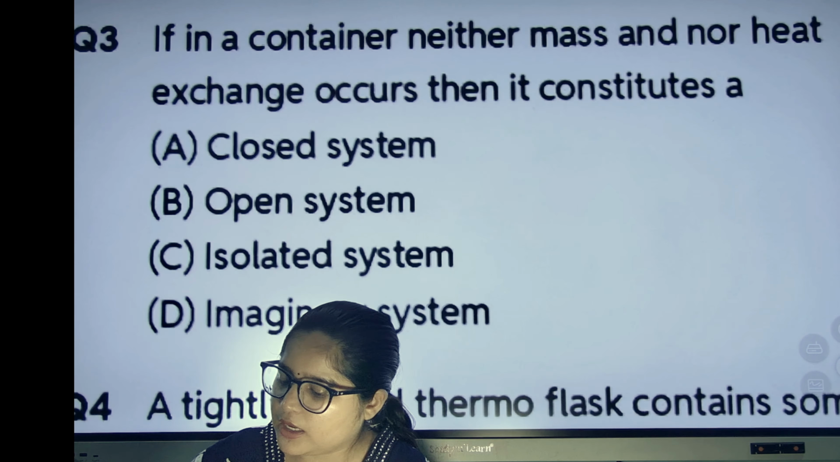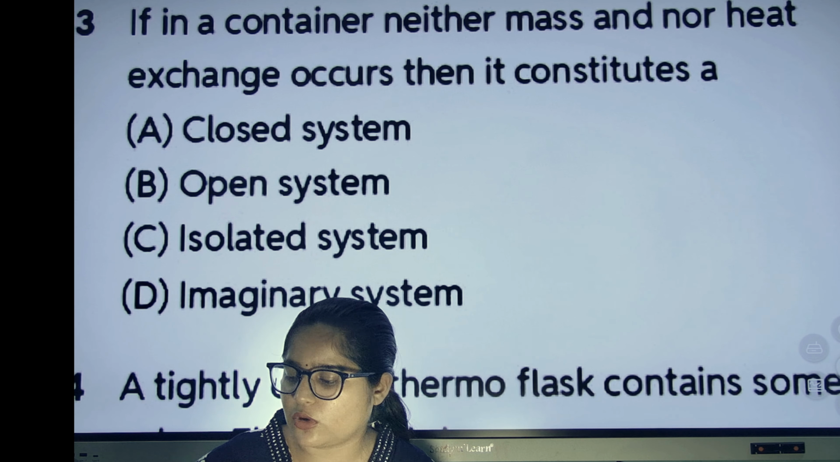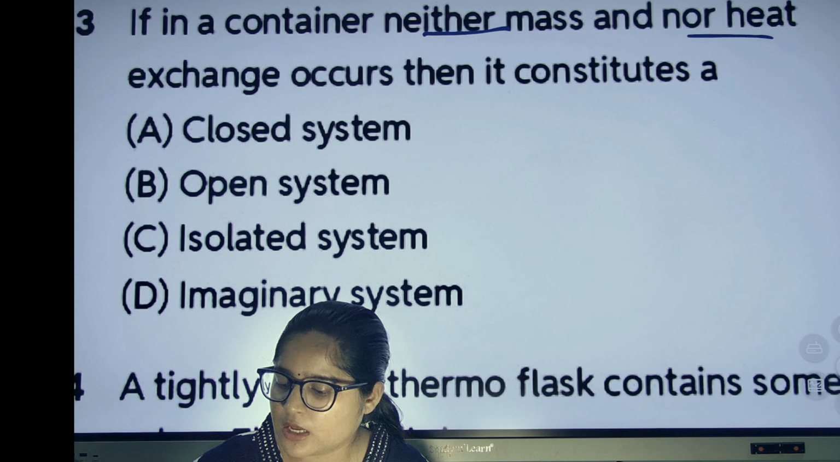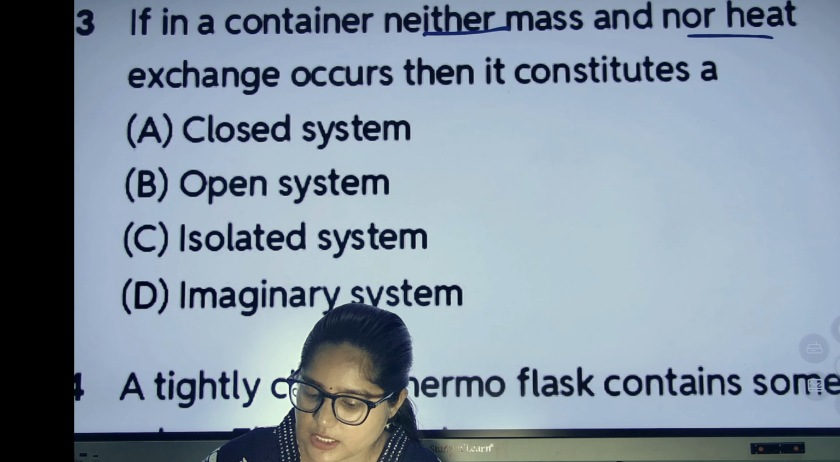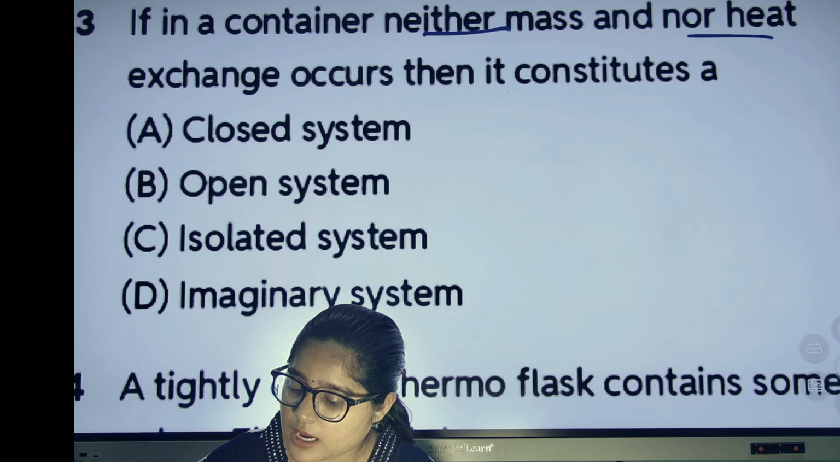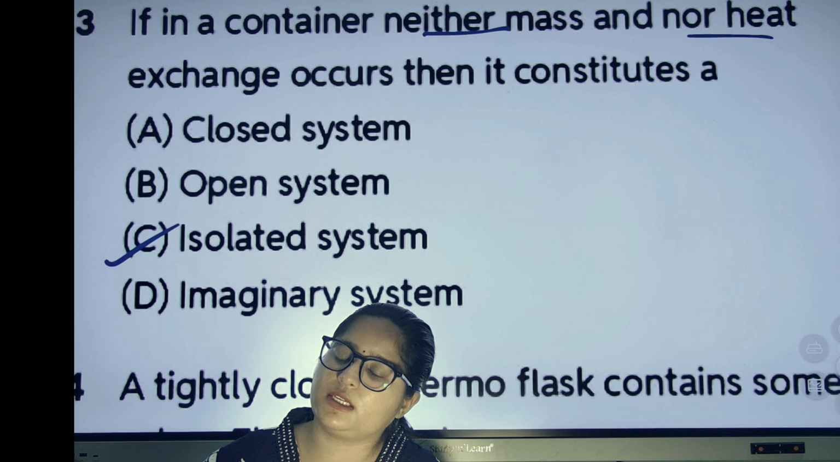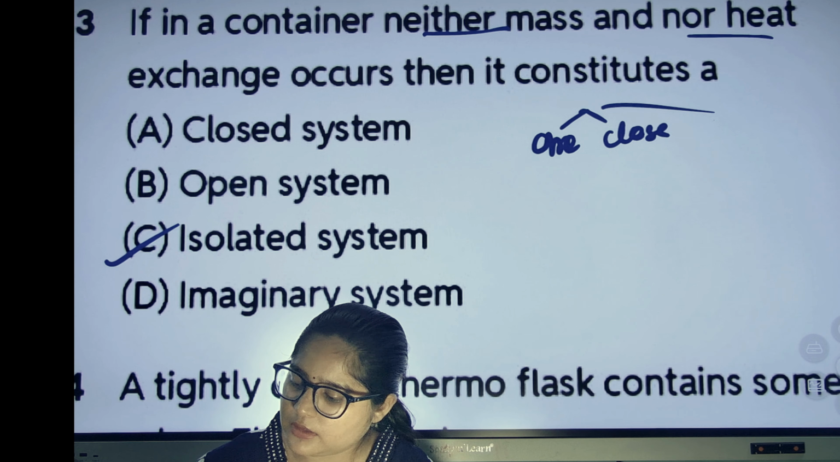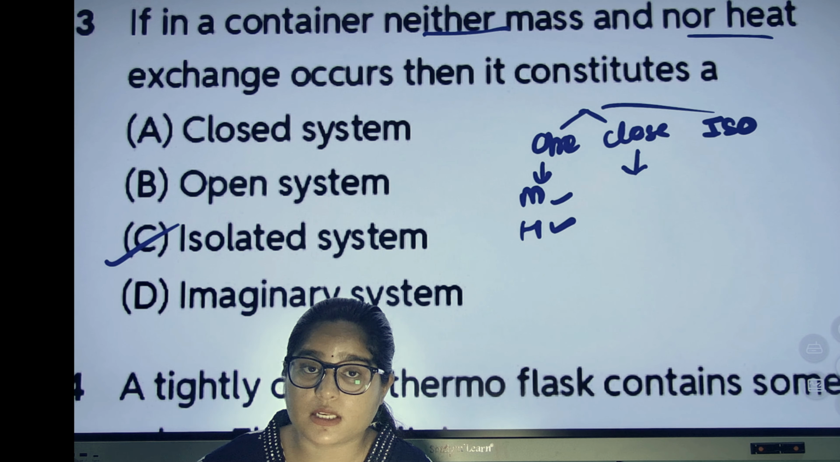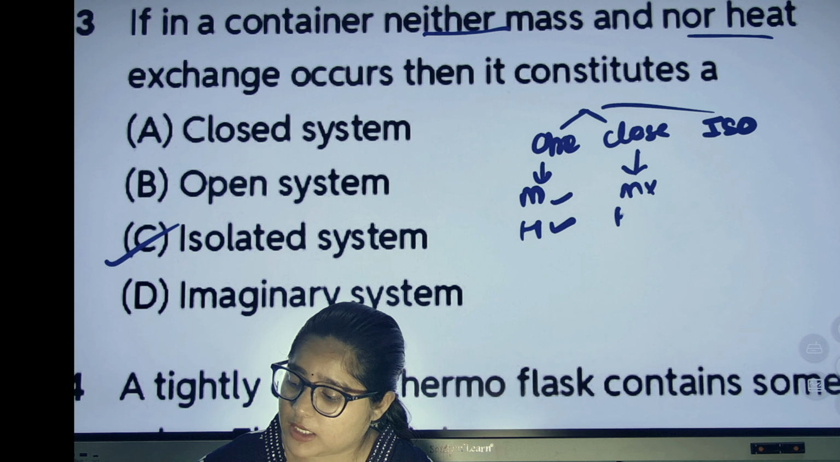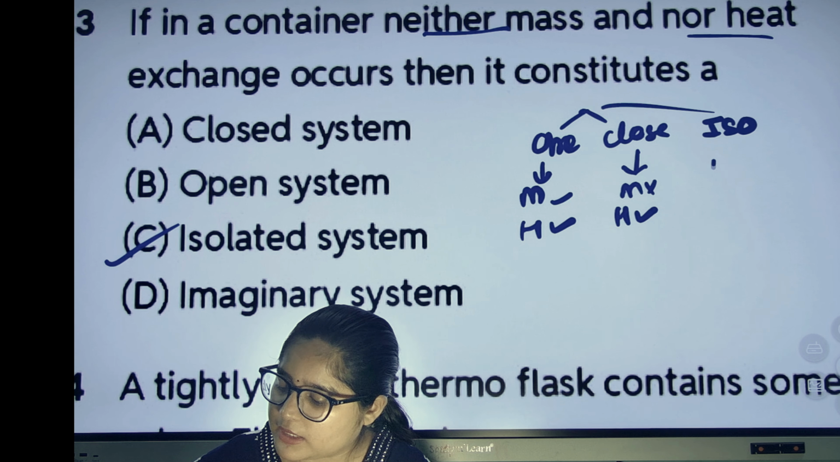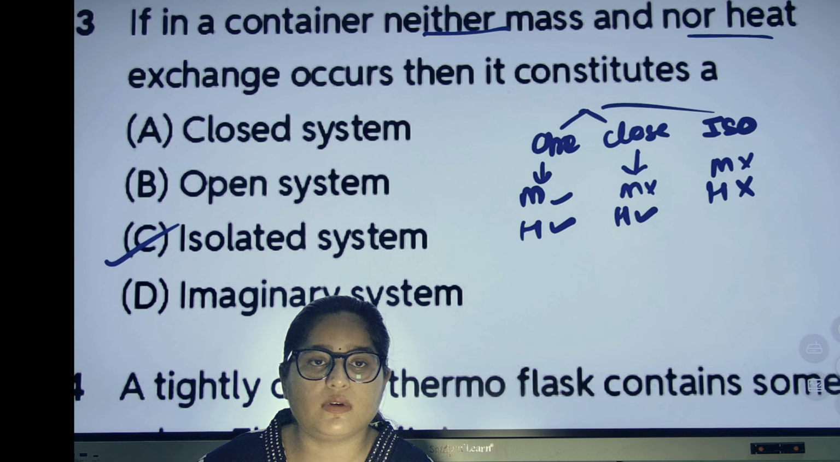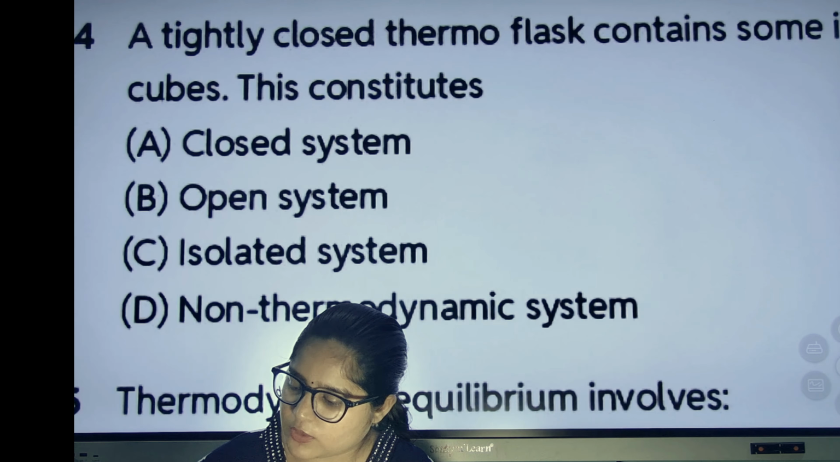Clear? Next, if in a container neither mass nor heat is exchanged, in that case what will it be? Isolated system. I have taught you three types of system: open system, closed system and isolated system. Open system means mass and heat both will exchange. Closed system means mass will not exchange, heat will exchange. Isolated means neither mass nor heat will exchange. Okay, let us see the question number 4.